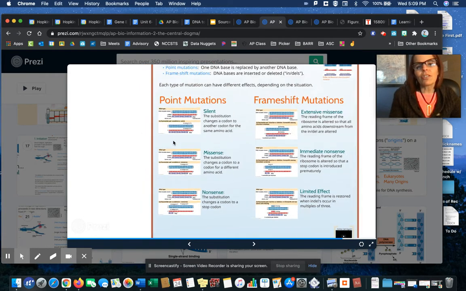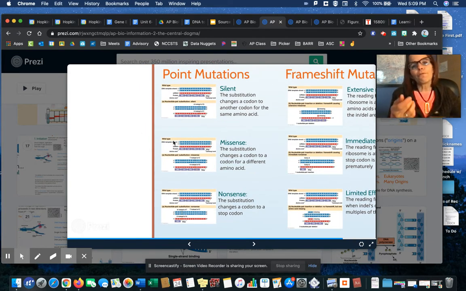So point mutations are silent usually due to wobble, which means if the wrong letter is on the third letter of the codon, then oftentimes it still codes for the same amino acid, and so it's a silent mutation. It has no impact.